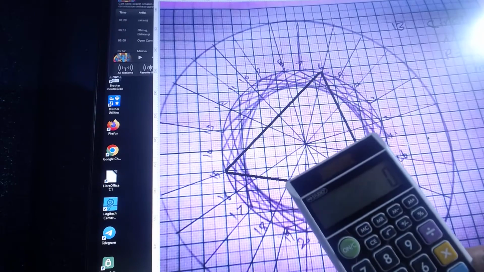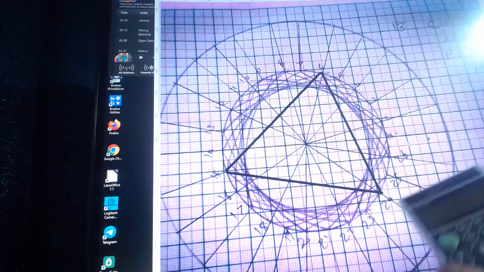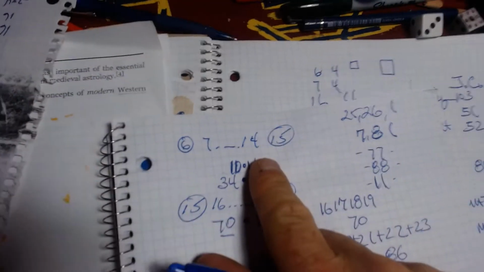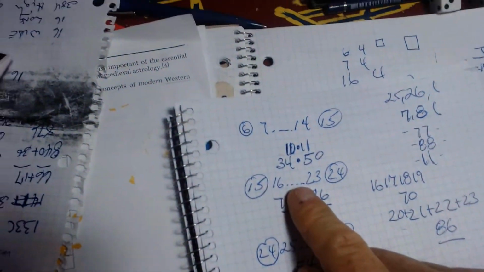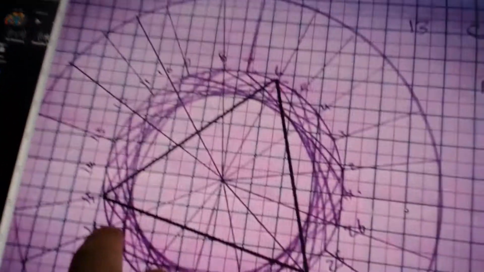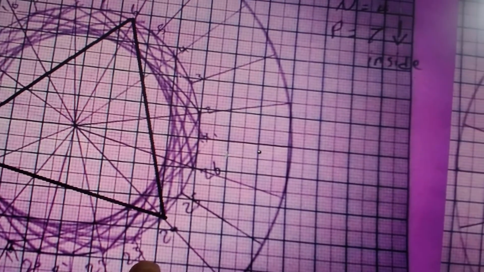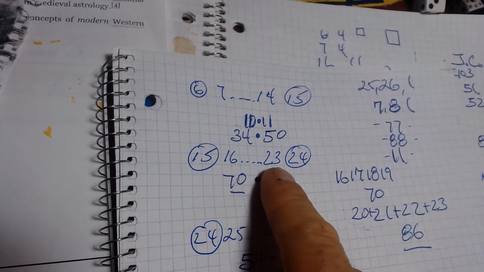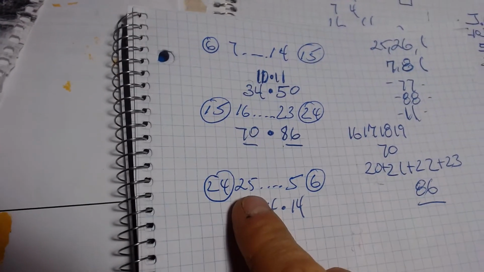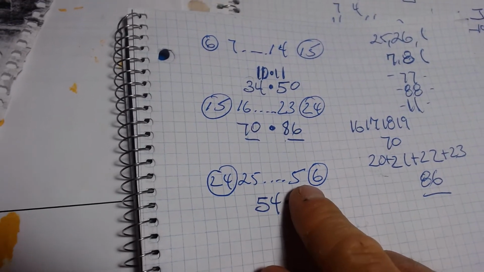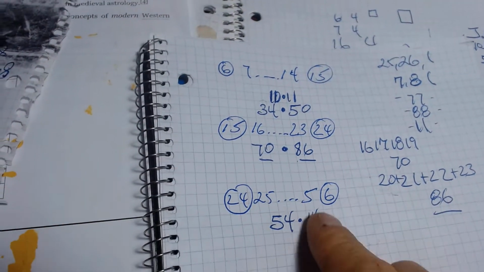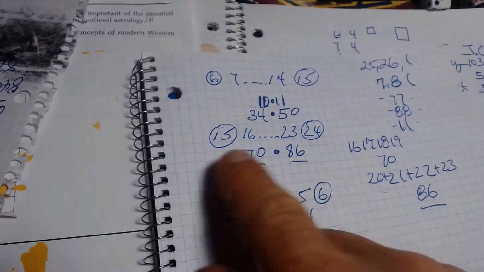Okay. What we're going to do is we're going to run 7 over to 14, in the house of 6. Then we're going to run 16 to 23. We're going to run the empty space 16 over to 23. Then we're going to run 25 over to 5. We run 16 over to 23, 7 and 5 coming out of the moon. Then we run 25 over to 5, 7 and 5 again. They're all expressing the gateway in the moon to 66.